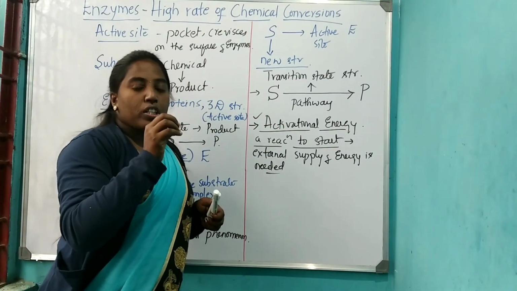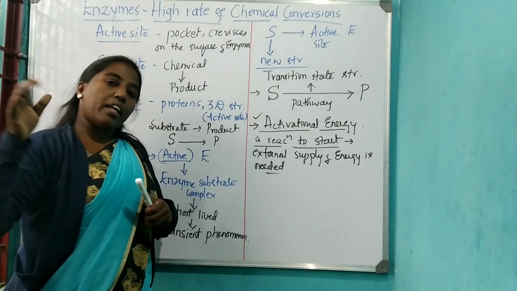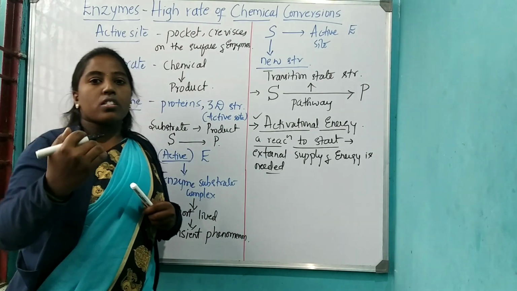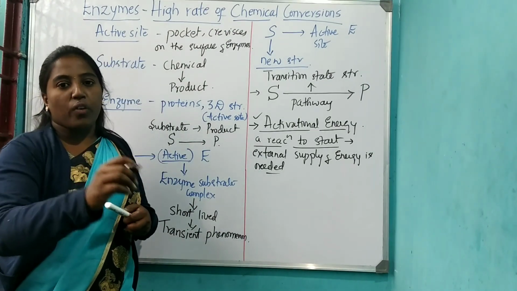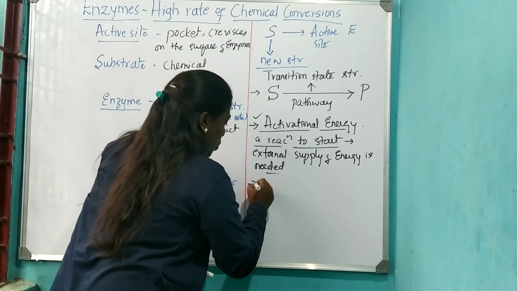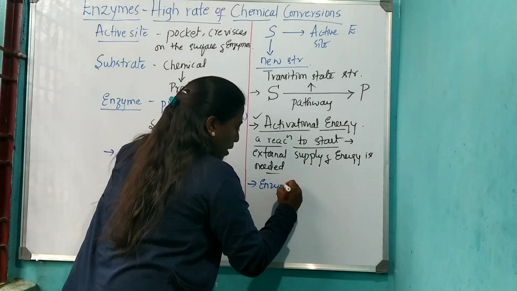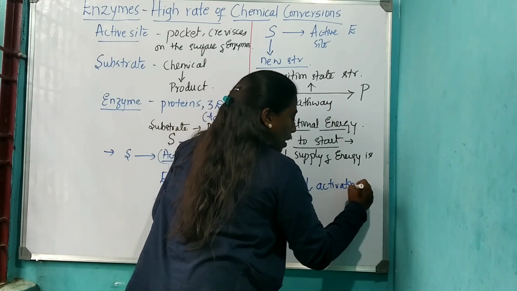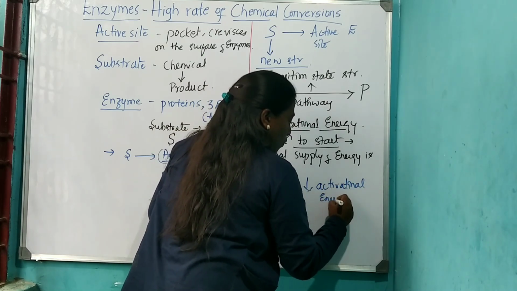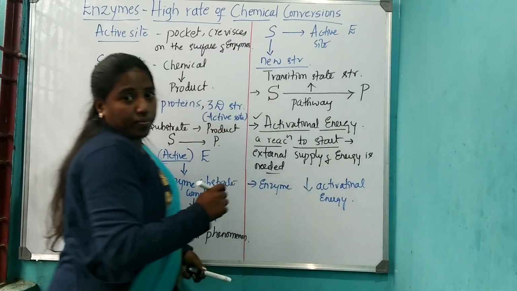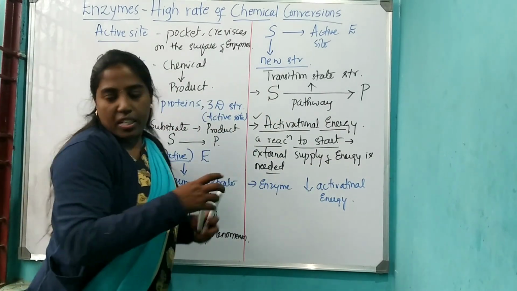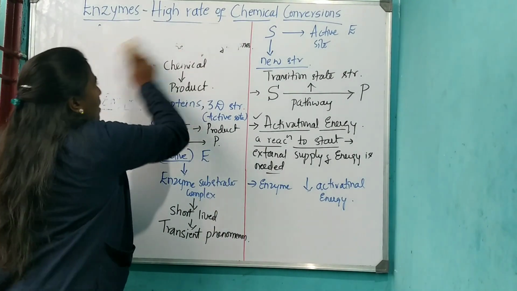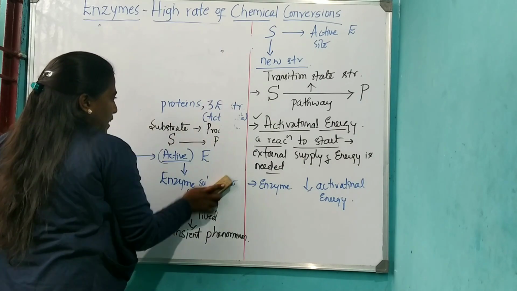Now, when an enzyme is present, the enzyme reduces the activational energy required for a reaction. Okay. So what happens here? The enzyme reduces the activational energy required for a reaction. This can be well studied by taking an example of a graph.